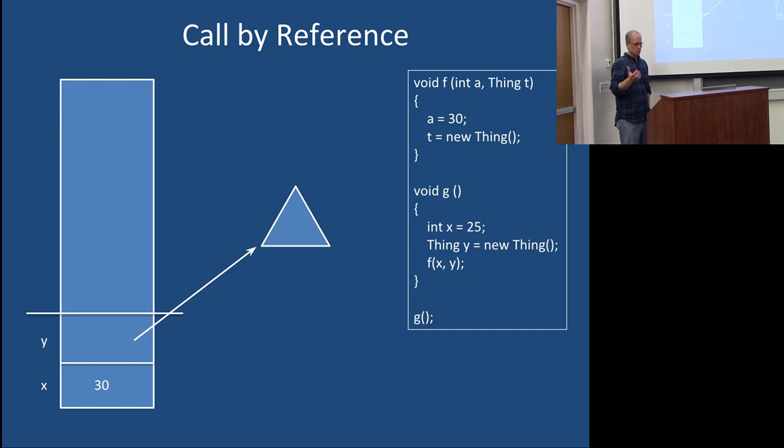The answer in Java would be that primitive values are always stored directly on the stack. They're not objects. And things that aren't objects, primitive values, are stored directly on the stack. So true, false, 30, characters, things like that are stored on the stack. Objects are stored on the heap.